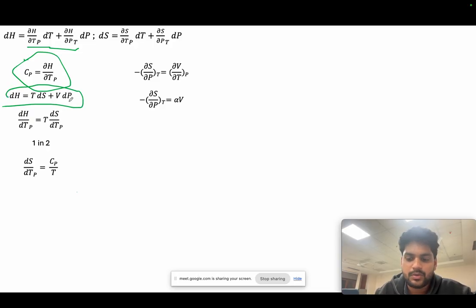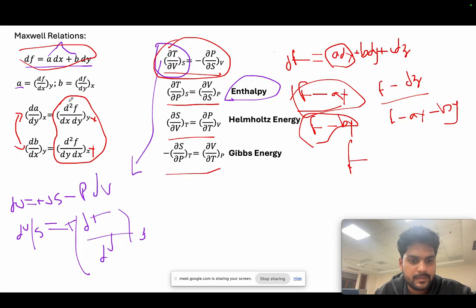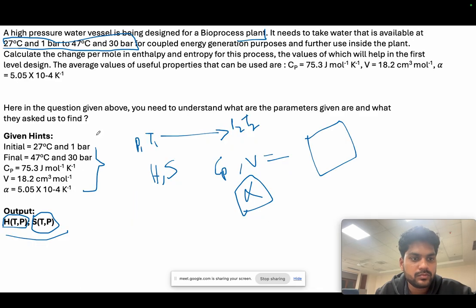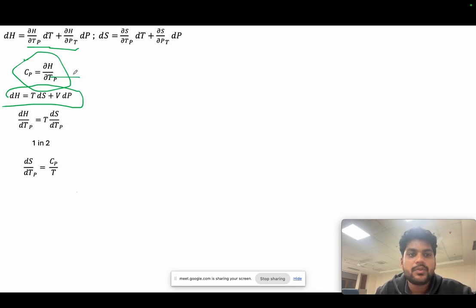Again, I think you got this equation from here, the differential equation. I took this equation as h equal to u plus pv. This is the same thing, but I differentiated it again and came to this part. And here, I think you can understand, right? This part I have done with dh by dt at constant pressure, which is nothing but t ds by dt.